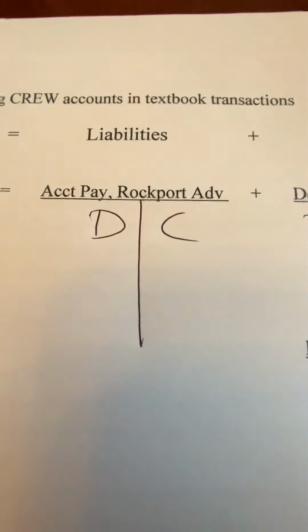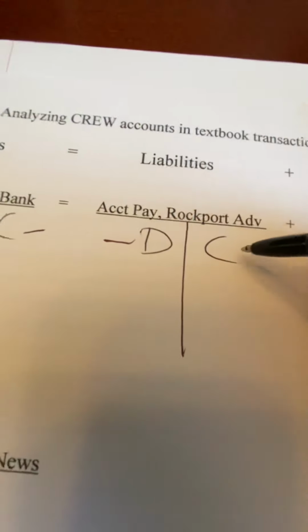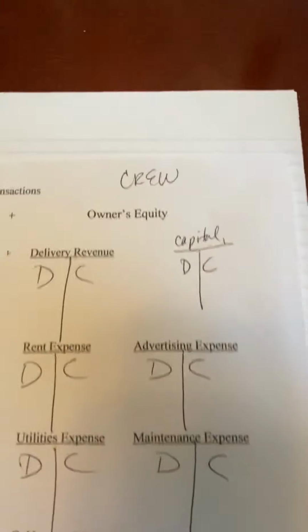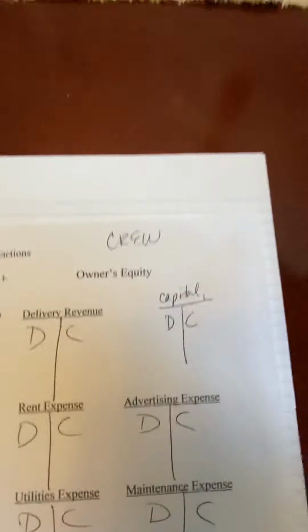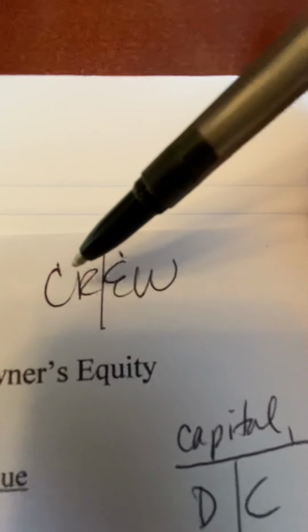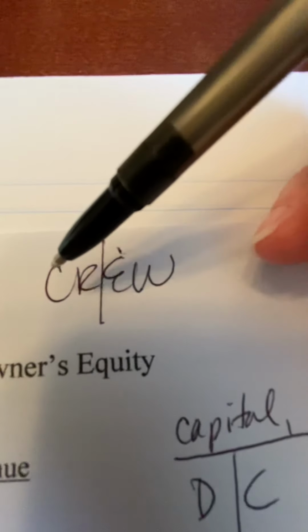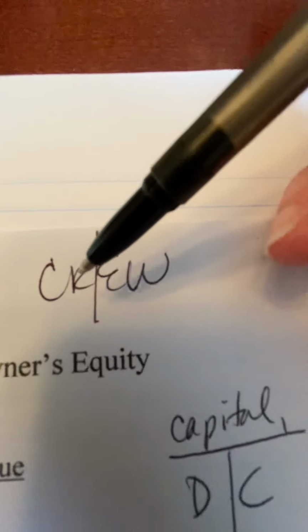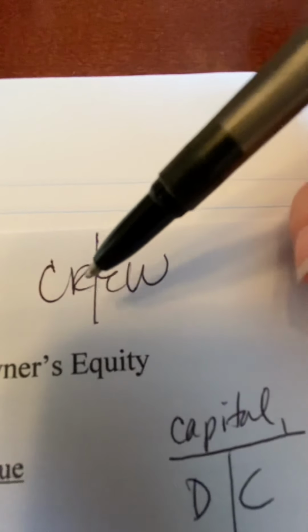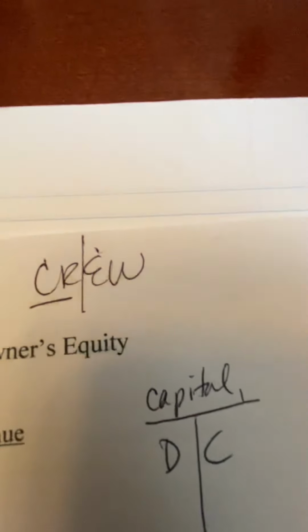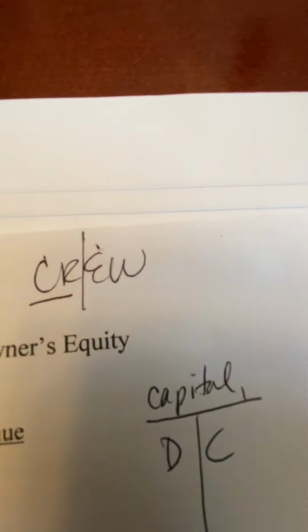For accounts payable, that's money we have not paid yet. I've got a minus next to the debit and a plus on the credit. Now for our crew accounts, an easy way to remember this is you take the word crew and cut it in half. CR is an abbreviation for credit, but also C is for capital and R is for revenue. So capital and revenue have a credit normal balance. Remember, normal balance is always where the positive goes.